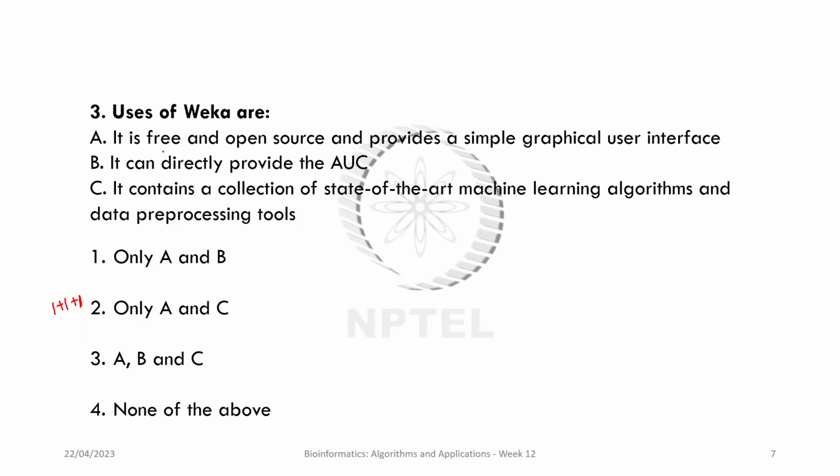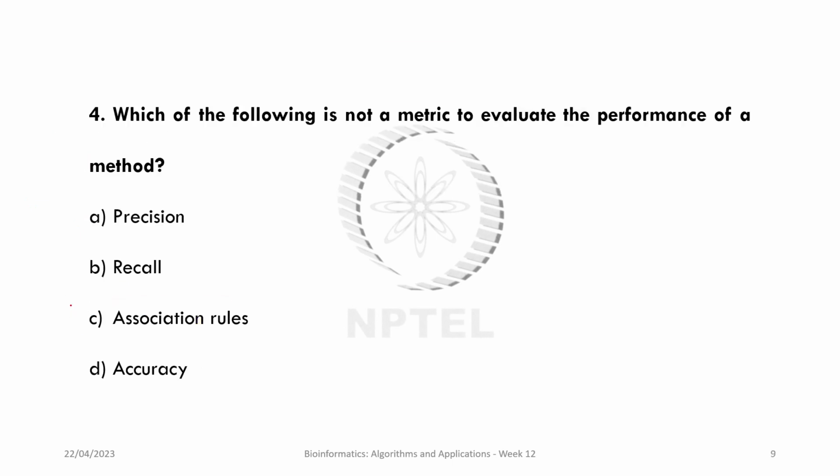So yes, Weka is free and open source. A, provide the simple GUI, which is true. And B, it can provide AUC. That's wrong. C, it contains a collection of state-of-the-art machine learning algorithms and data pre-processing tools. Again, that's true, right? So it leaves 2 as the right option.